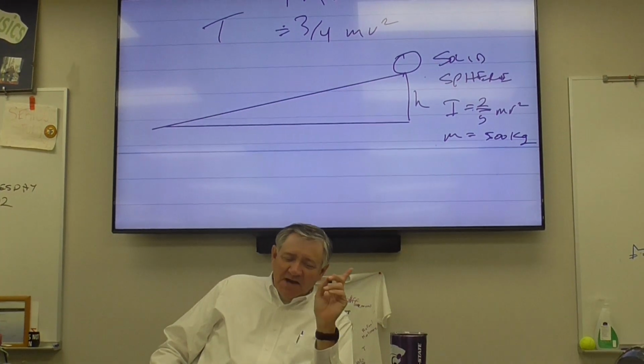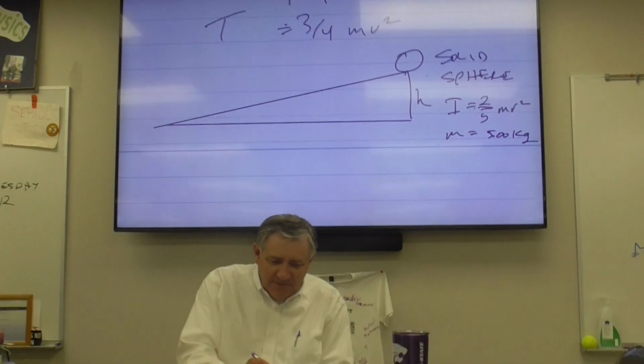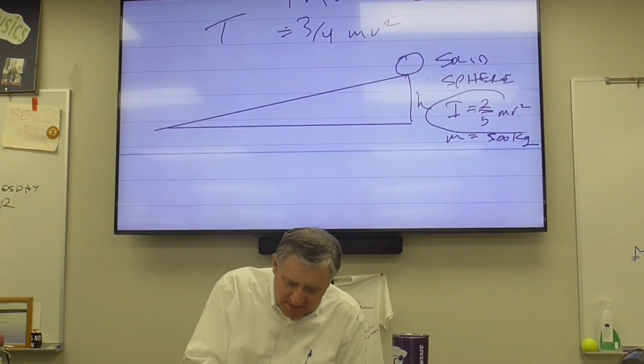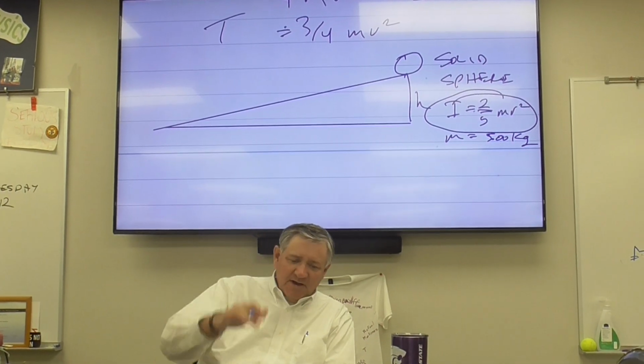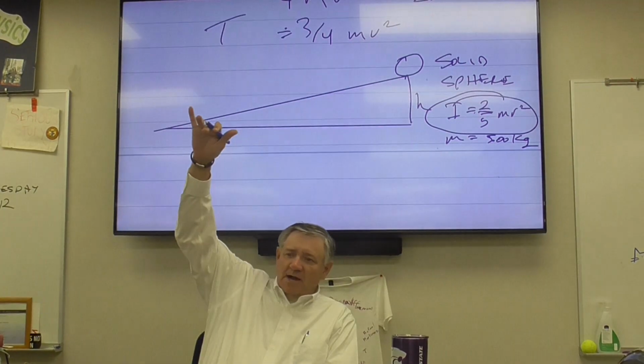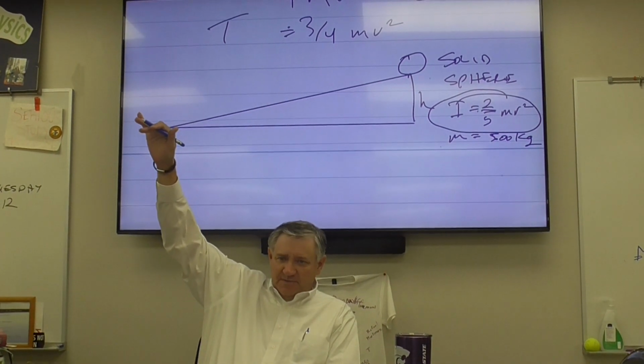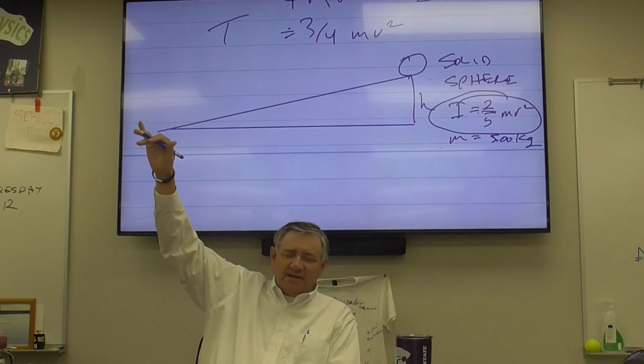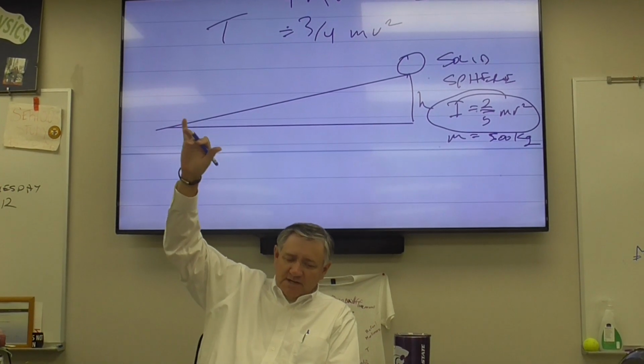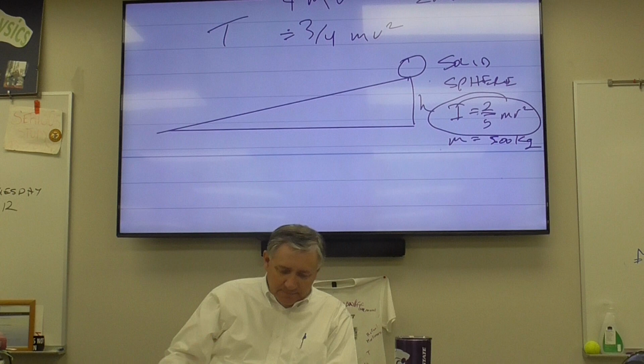So you've got a solid sphere. The moment of inertia of a solid sphere is 2/5 mr squared. The mass of Hank is 5 kilograms. It's at some height. I don't know what the height is, I don't care what the height is, and I don't even care what the radius of Hank is. All I know is that Hank is some height above the ground.